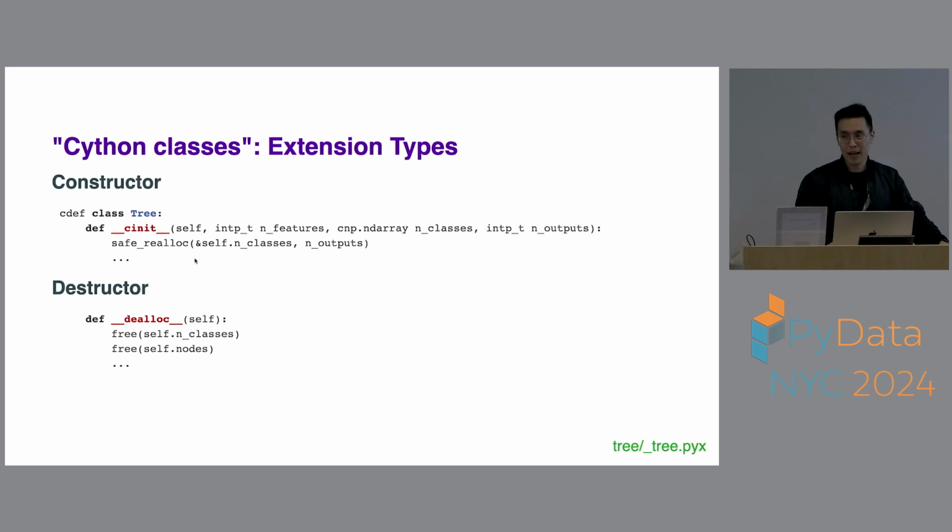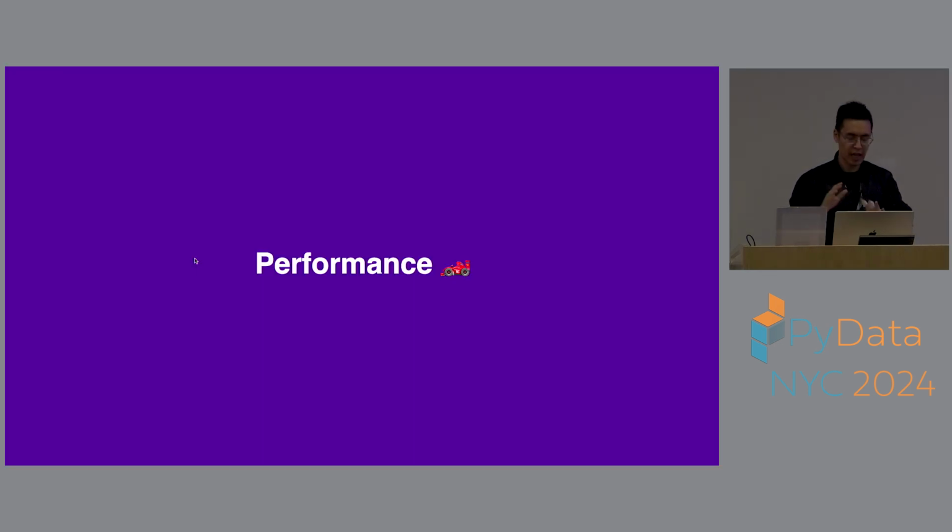So that's how we structure things. We have memory views for passing data around. We also have ways of defining objects in Cython and having them accessed from Python. So that's the communication, the interface between Python and Cython.